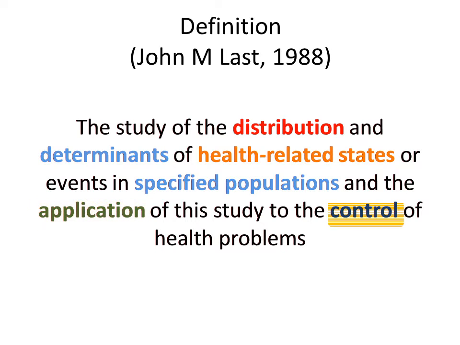Application of this study to the control of health problems. Once we have studied the distribution of the disease, the determinants of the disease, sometimes even the cause of the disease, we don't just leave it at that. Then what's the purpose of the whole exercise? Unless we apply this knowledge for treating the disease and preventing the disease by removing the determinants, the whole endeavor goes waste. So it is this application of the gathered knowledge which should ultimately lead to control of the disease and betterment of humankind.